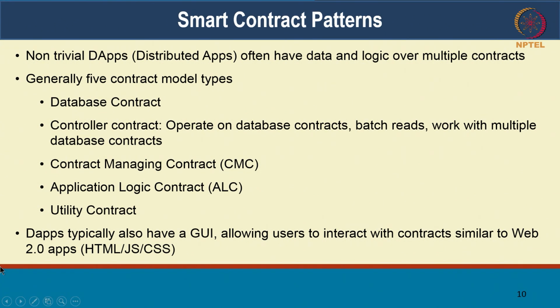And decentralized apps typically also have a graphical user interface. This allows users, even those who are not so familiar with blockchain or the intricacies of smart contracts, to interact with the contracts very similar to how Web 2.0 apps do. So it gives you an HTML interface or a JS CSS interface for interacting with smart contracts.